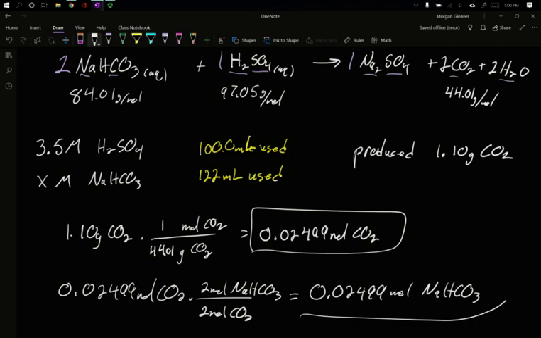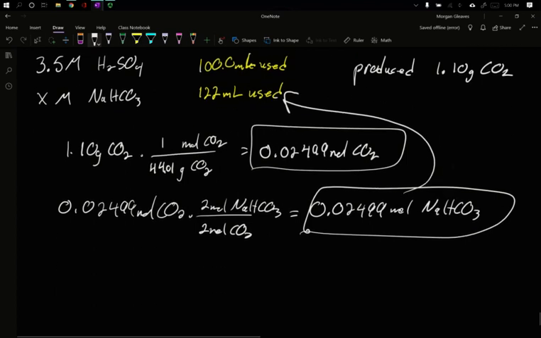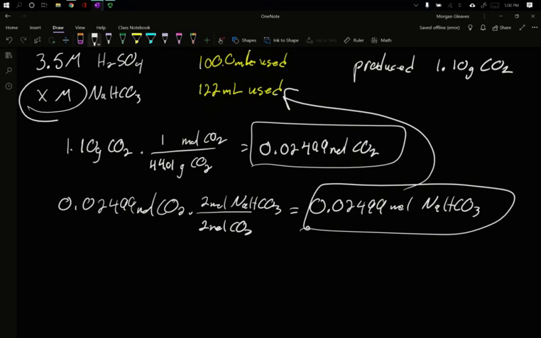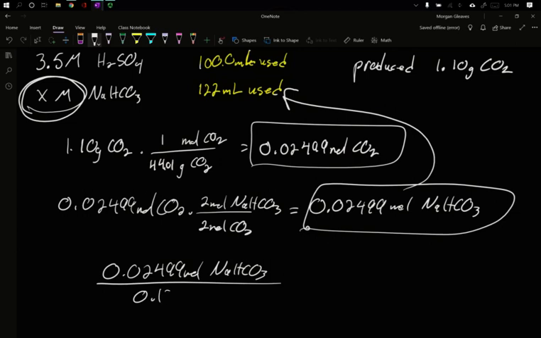Well, that bicarbonate was in this volume. So I know the moles of bicarbonate and I know the volume it came from. And if I want the molarity, I need moles and volume. So I have 0.02499 moles of sodium bicarbonate in 0.122 liters of solution.